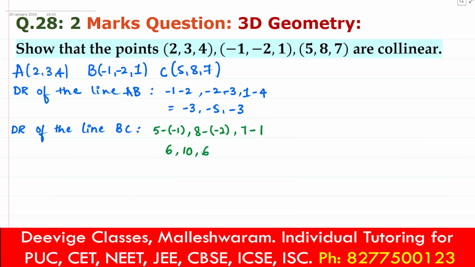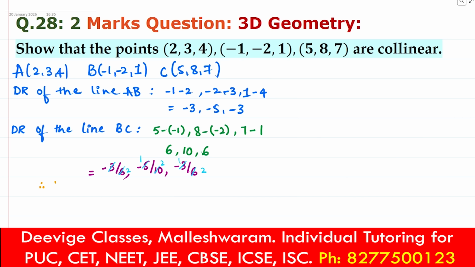Okay, so here it is clear that the direction ratios of AB and BC are proportional. Correct? See, -3 divided by 6 and -5 by 10 and -3 by 6. So 3 ones are 3 twos are, 5 ones are 5 twos are and 3 ones are 3 twos are. Correct? So the direction ratios are proportional.